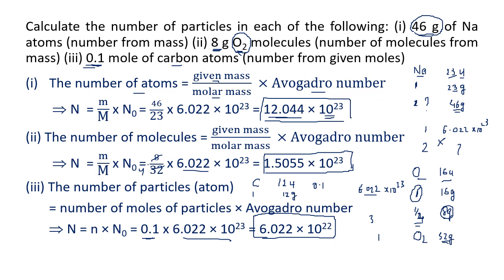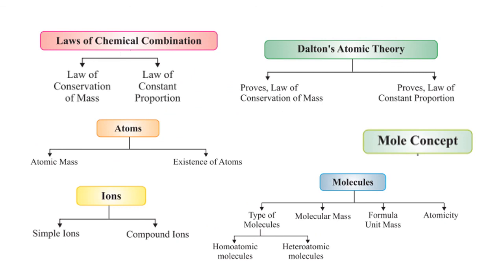One last look at what we have done in the chapter. We saw the laws of chemical combination, that is the law of conservation of mass and the law of constant proportion. Dalton's atomic theory explains the law of conservation of mass and the law of constant proportion. And we saw what atoms are, atomic mass, the existence of the atom, the smallest particle having the properties of the element. Then we saw the ions, simple ions like Na plus, Cl minus, and compound ions like OH minus, SO4 2 minus. These are compound ions having charges.